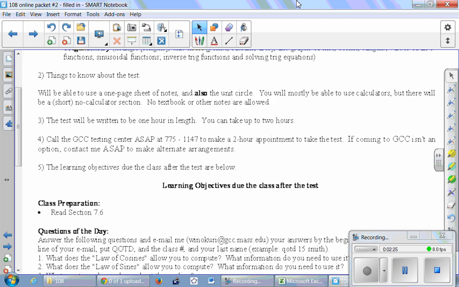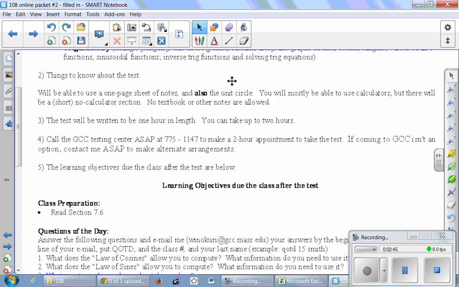4, call the GCC Testing Center ASAP to make a 2-hour appointment to take the test. You have a window and you need to make sure that they are open when you want to take the test. So sometimes they close and you've got to make sure that you're prepared for that. So call ASAP. If coming to GCC isn't an option, contact me as soon as possible to make alternate arrangements.